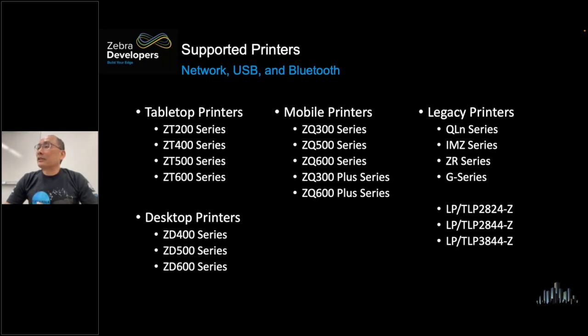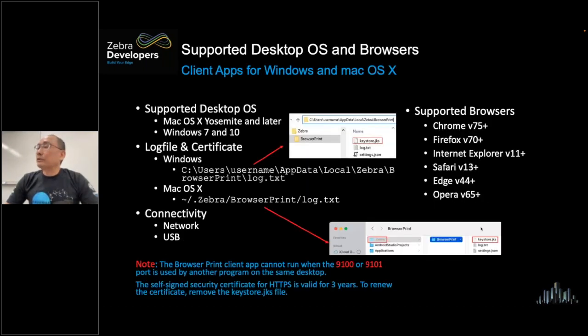This slide is trying to give you some information about where you can start to renew the certificates. There are separate paths for Windows and for MacBooks, where you can access the log file as well as the certificate. So the key store is store.jks. This is the path for Windows, and this is the path for MacBook.